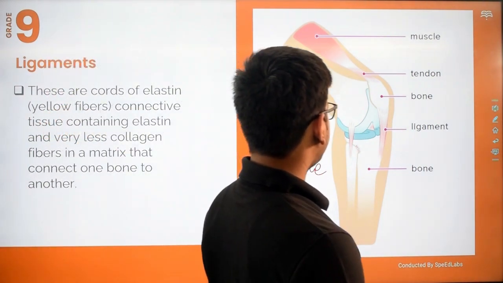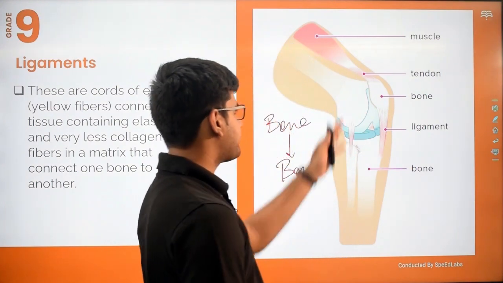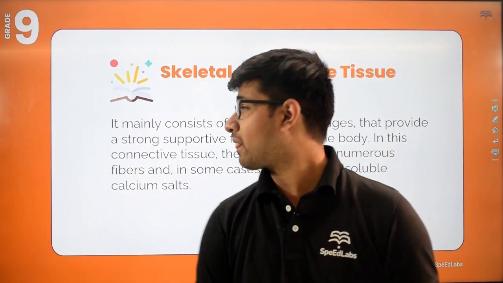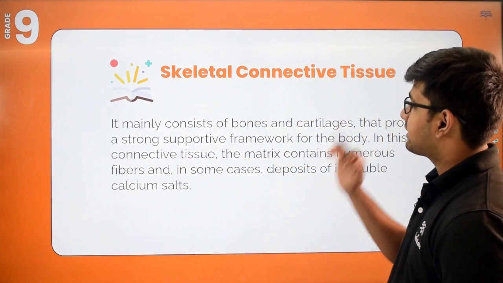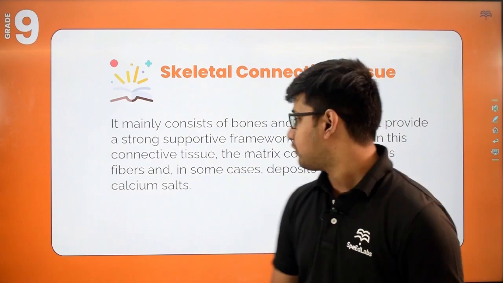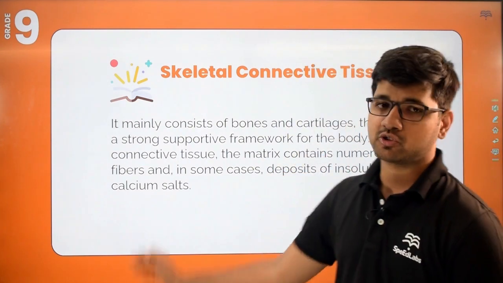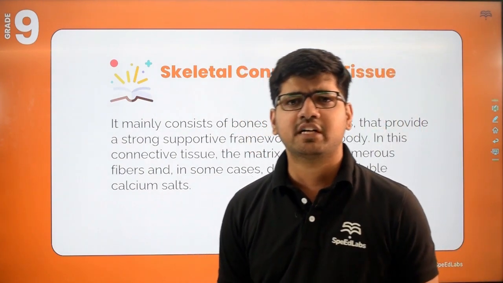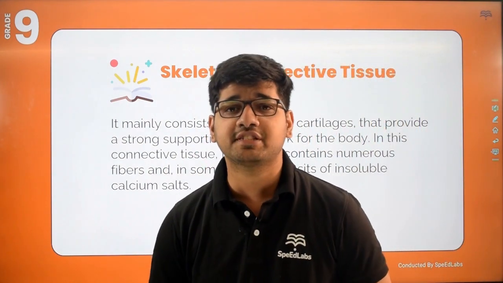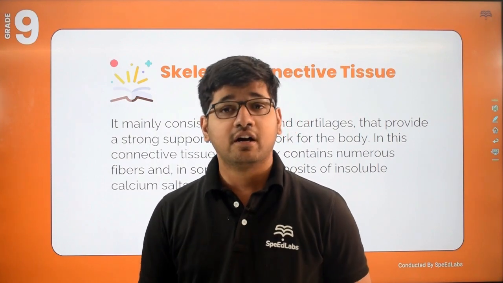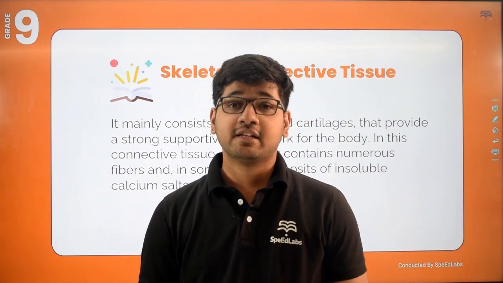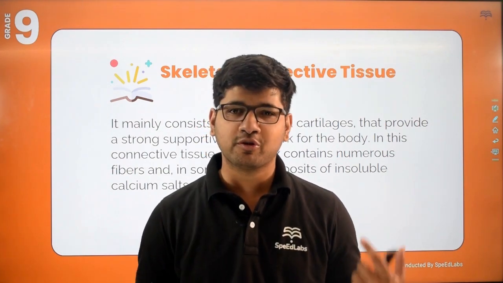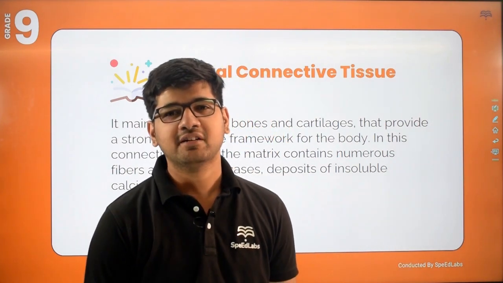So here you can say how a ligament and a tendon is situated or in place, right? Now we talk about skeletal connective tissue. It mainly consists of bones and cartilages that provide a strong supportive framework for the body. Whatever the structure that I am in, that you are sitting in at home and watching, all of these muscles arranged in a specific manner is all possible with the help of skeletal muscles.